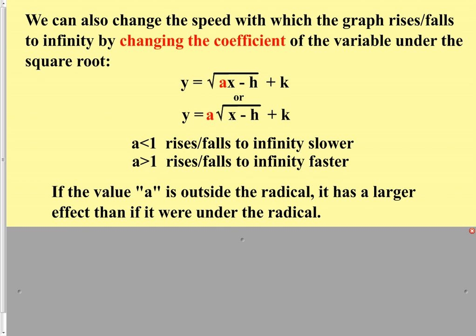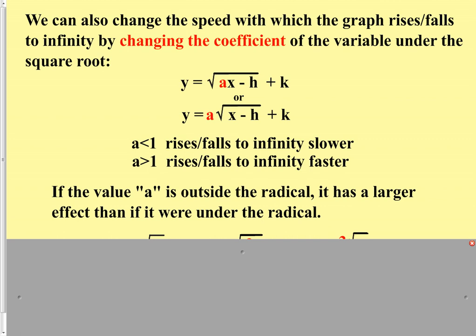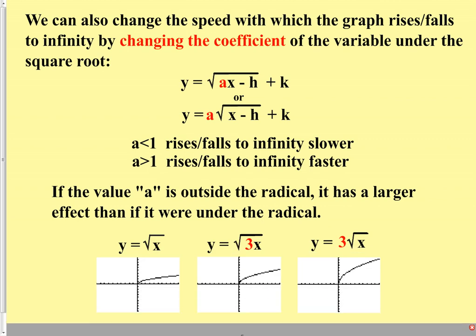Okay. So to think about it loosely, let's say a was a 9. If you put the 9 underneath the radical, well, the square root of 9 is going to make that 3. That's a smaller number than 9. But if you put the 9 outside of the radical, well, hey, 9 is 9. Okay, the radical cannot affect that. So if the value is outside of the radical, it's going to have a greater impact on the speed of the graph as it moves towards infinity.